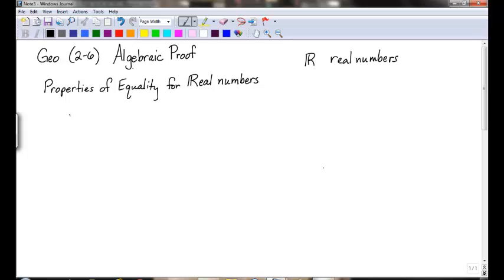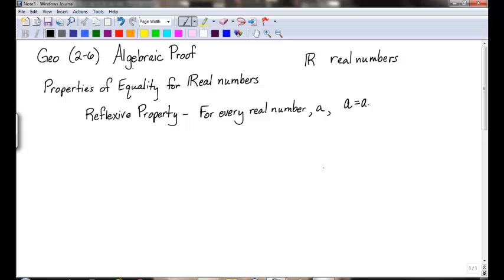Okay, there are three properties that are properties of equality. First one is reflexive. And the reflexive property says for every real number, and any place I say real number, if you want to put a double bar R, you can. For every real number A, A equals A. That means a number equals itself, like 5 equals 5.